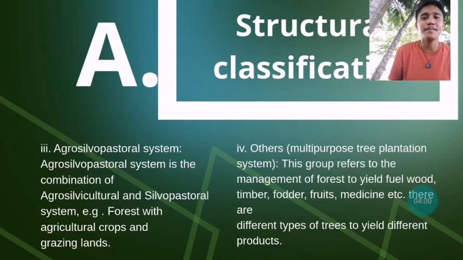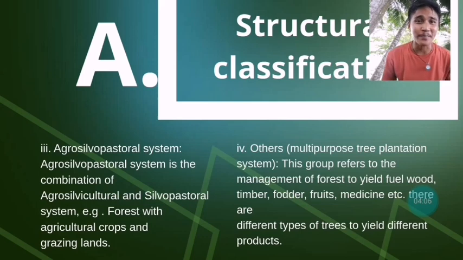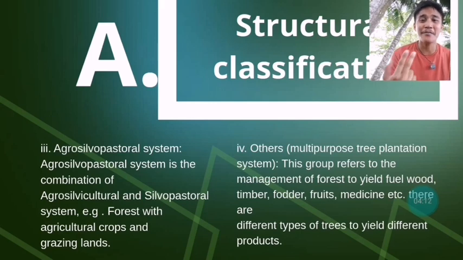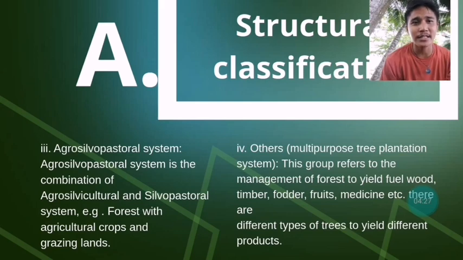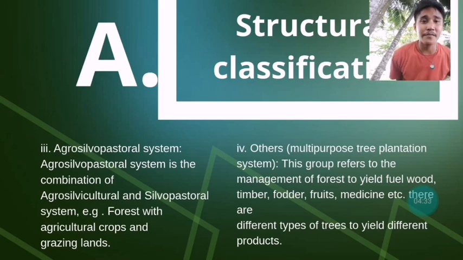So let's go to the third, the agro-silvipastoral system. This is the combination of the two systems, the agro-silvicultural and the silvipastoral system. For example, the forest with agricultural crops and grazing land, so the forest with crops and also domestic animals or pastures. And the fourth is others, the multipurpose tree plantation system. This group refers to the management of forests to yield fuel wood, timber, fodder, fruits, medicine, etc. There are different types of trees yielding different products.